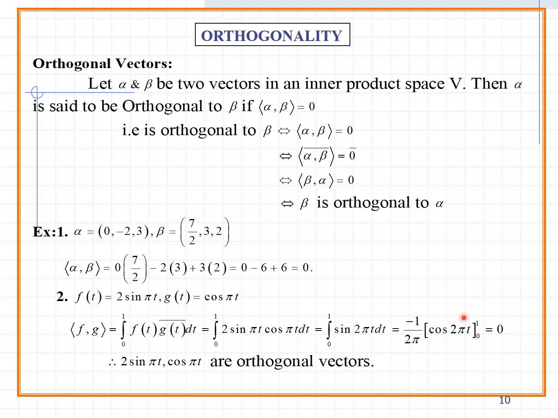Here you can observe that cos n pi equals (-1) power n. Cos n pi equals (-1) power n. By using this property, the total value equals 0. Once 0 comes, they are orthogonal vectors. These are simple examples of orthogonal vectors: the product of two vectors is zero.